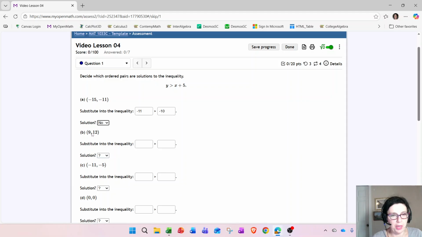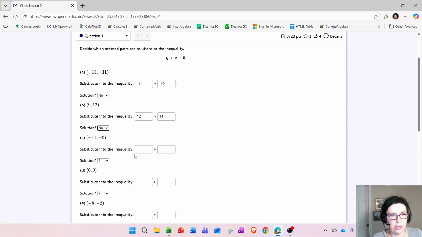All right, what about 9, 12? For y, we're substituting 12. For x, we are substituting 9, but we add a 5. So 9 plus 5 would be 14. Is it true that 12 is greater than 14? Well, no, 12 is actually less than 14. So that's a no. That's not going to be a solution to this inequality.